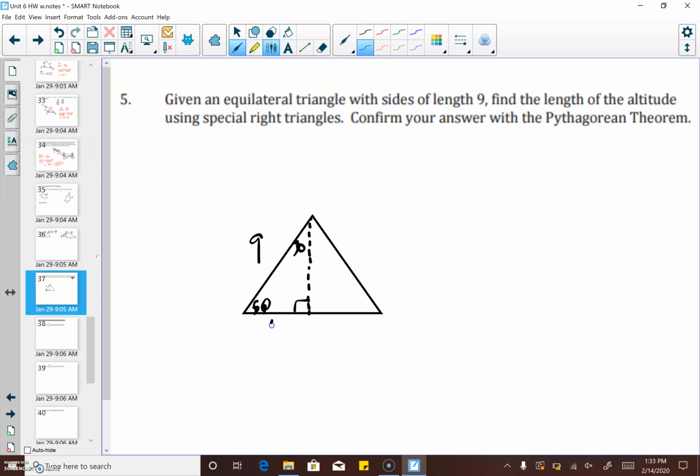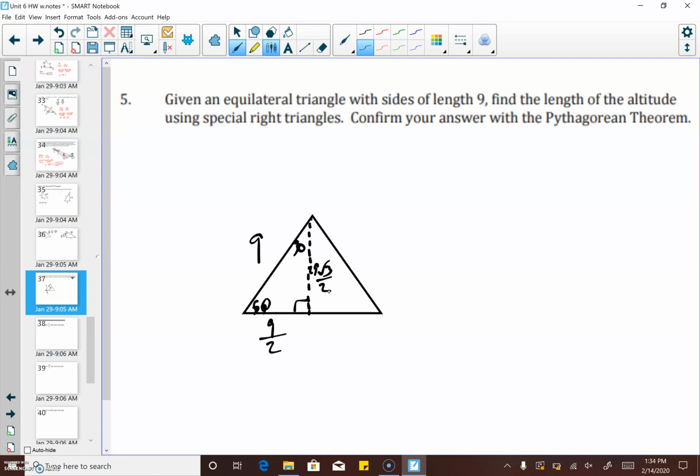So to get the shortest side, it's 9 over 2, which you could leave as 4.5 if you'd like. It doesn't say exact. And then that gives us 9 radical 3 over 2 for the altitude, because you take your smallest side and you multiply it by radical 3.